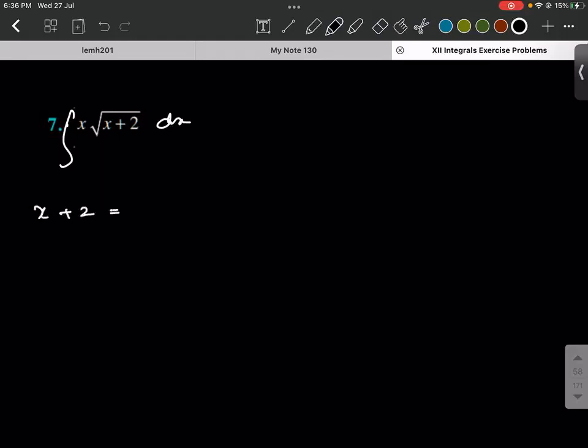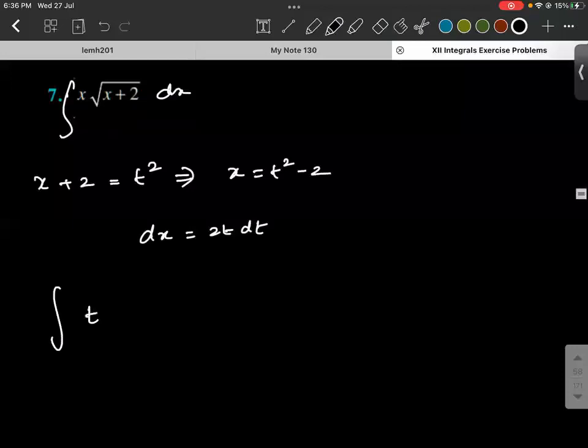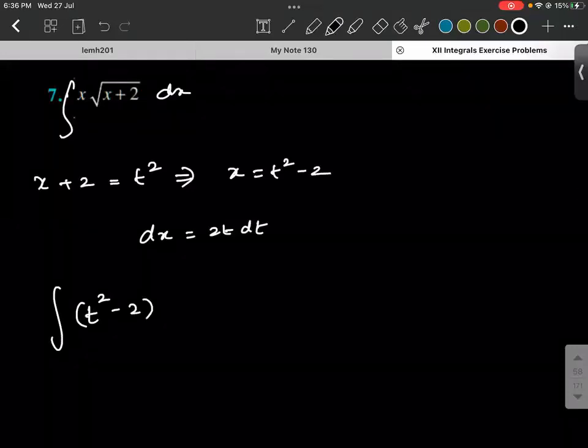So x plus 2 should be equal to t square, which implies x is equal to t square minus 2. dx will be equal to 2t dt. So the integral of t square minus 2 into t, into 2t dt. Did you guys understand what I did?